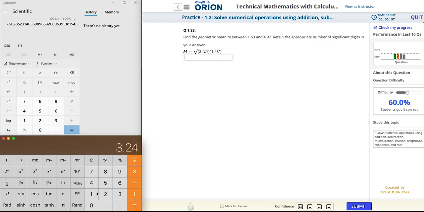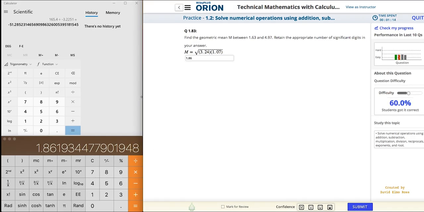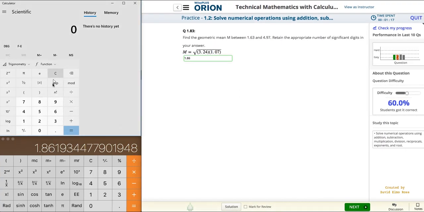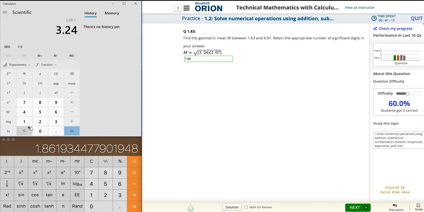3.24 times 1.07 equals, then we want to do the square root, which is this guy here, and our answer is this, and we're going to put it in as 1.86. 1.86, say that I'm very confident, and hit submit. Let's go through this again. Let's clear our display and say 3.24 times 1.07. That's the same as before, but when we say equals, you can see here there's no square root showing up unless we hit the second button here. When we hit the second button, then we can do the square root of that, and again we get 1.86 rounded to 3 significant digits.